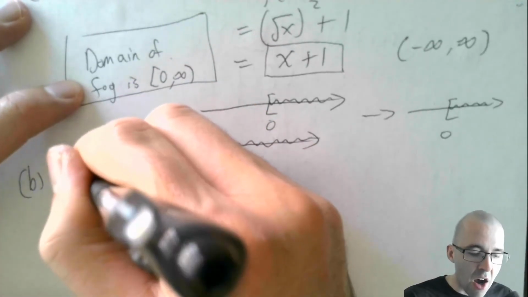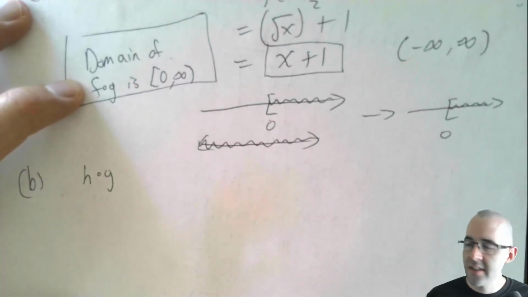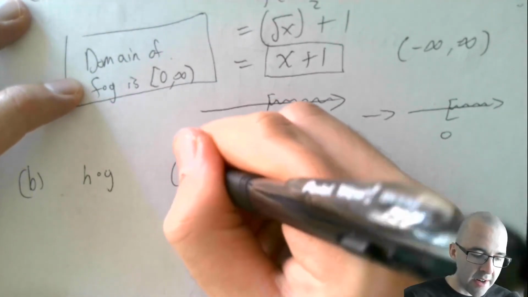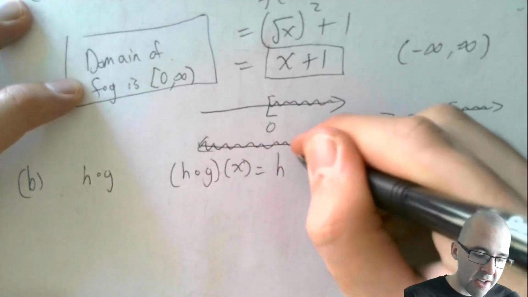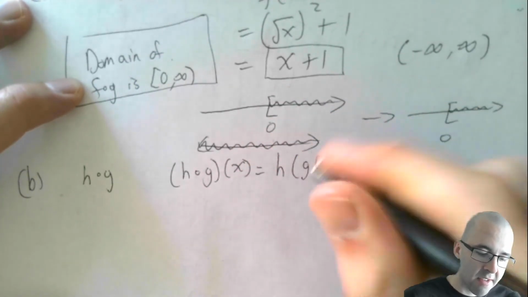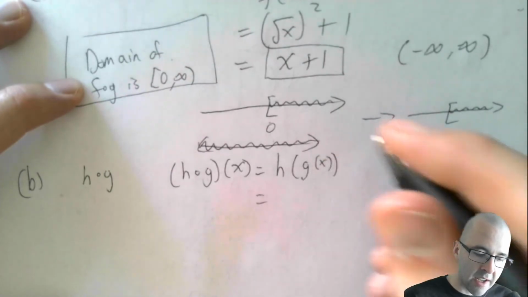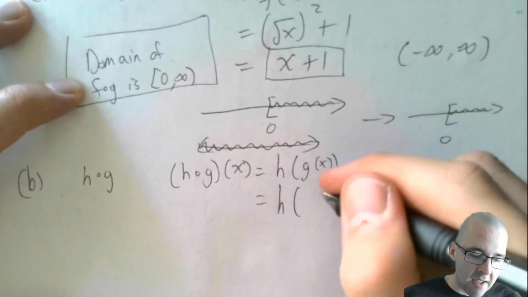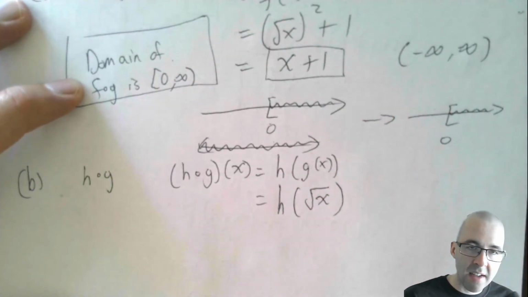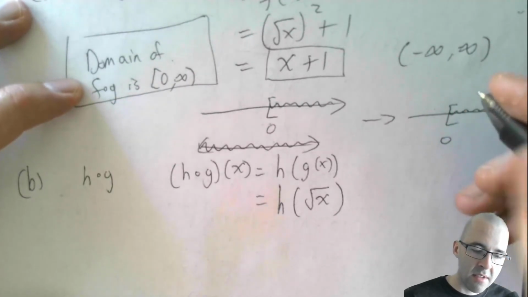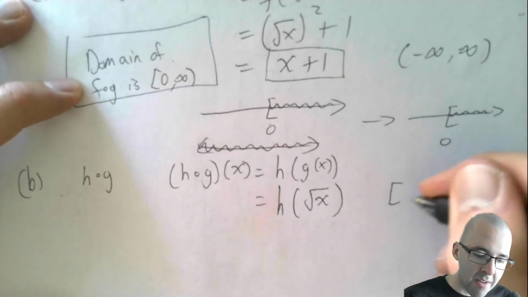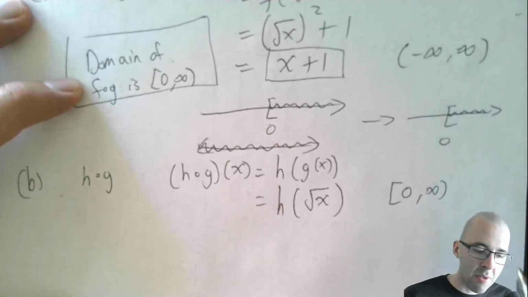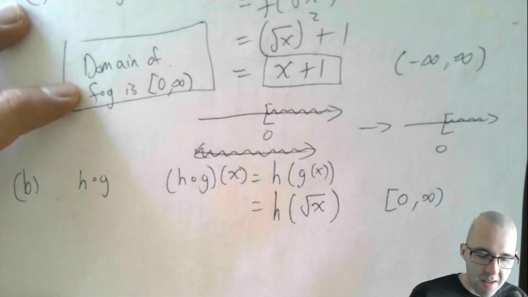Let's find the domain of h of g. So you say, all right, first we need to find h of g. h of g of x is going to be h of g of x. And again, we need to find that inside function. Inside function is the square root of x. g of x is the square root of x. As soon as we know the inside function, we say, oh, what's the domain of that inside function? 0 to infinity. It's the same inside function as last time.